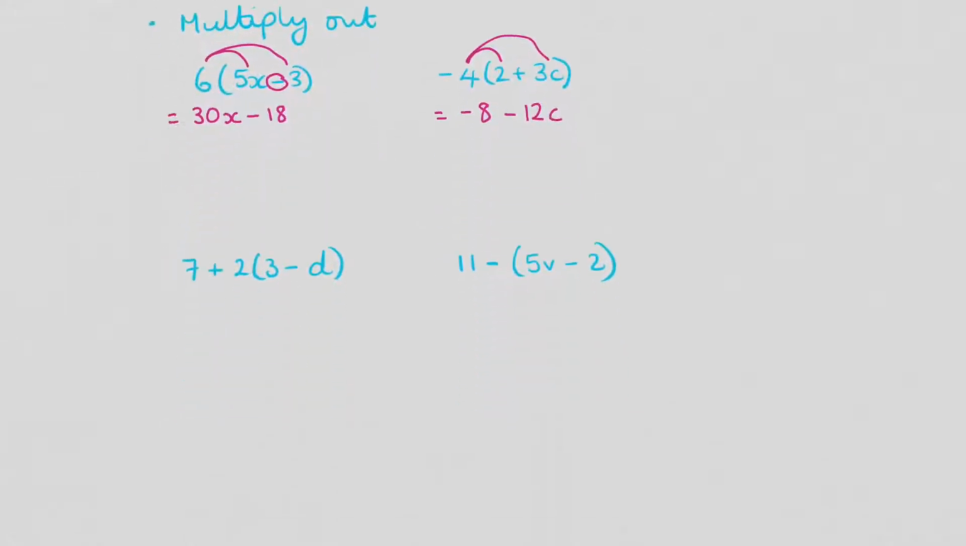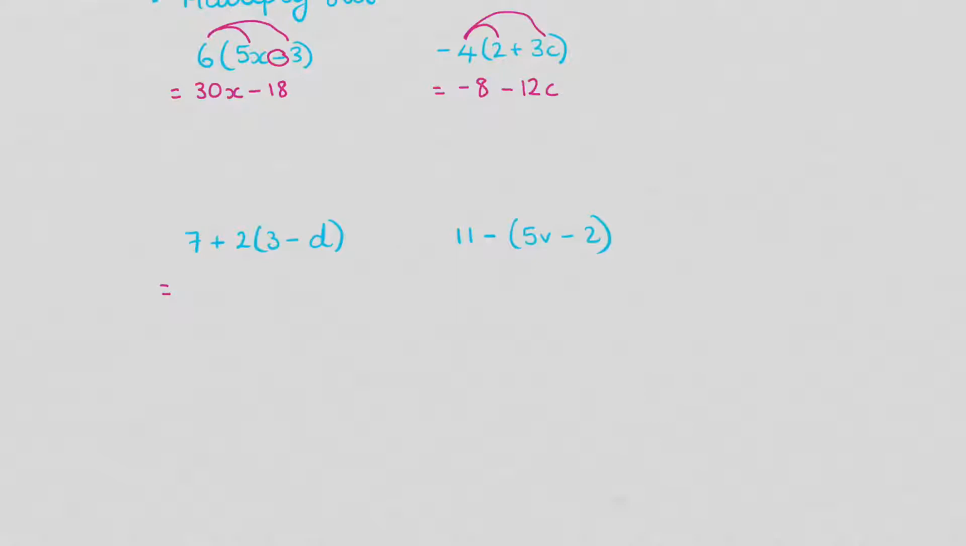Okay, next one. Now this 7 is nothing to do with this bracket. You don't do 7 add 2 and then multiply out the bracket, because this is just a 7 on its own, add 2 times this bracket. So we leave the 7 as it is to start with, then we multiply out the bracket. So 2 times 3 is 6, 2 times negative d is negative 2d, and then we tidy up so we can collect like terms. So we've got 7 add 6 is 13 minus 2d.